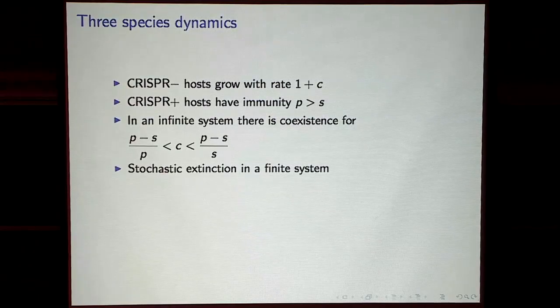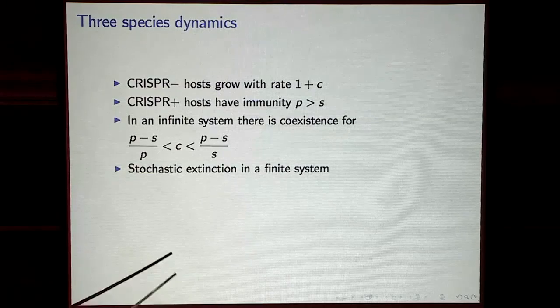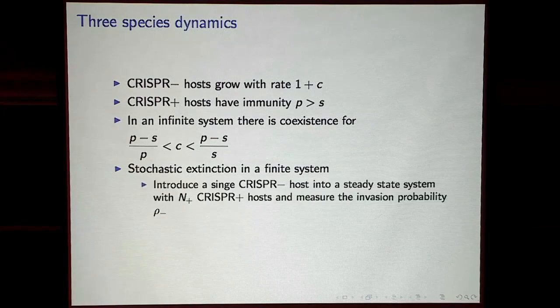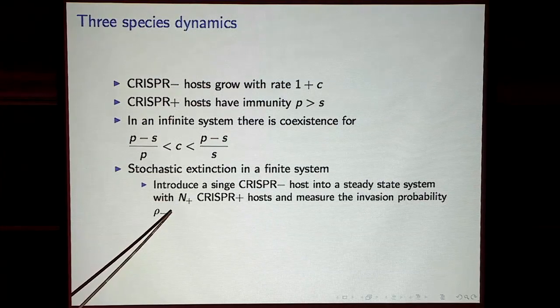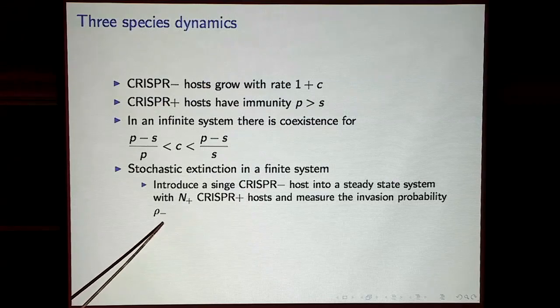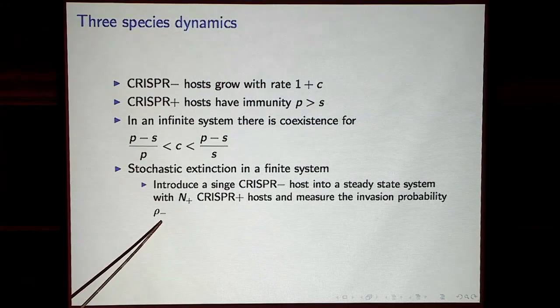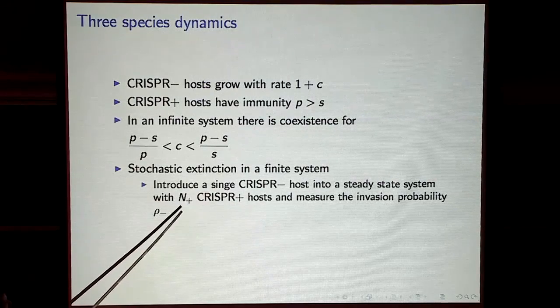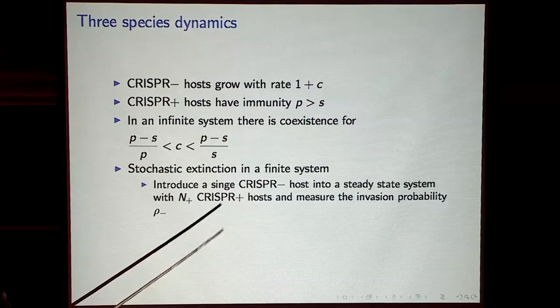But in a stochastic problem, when there's a finite system size, there's stochastic extinction. So what you do in that case is you perform an evolutionary experiment where you introduce a single host into a steady state system of other hosts, and you compute the invasion probability, the fraction of simulations in which this single host overtakes the system.